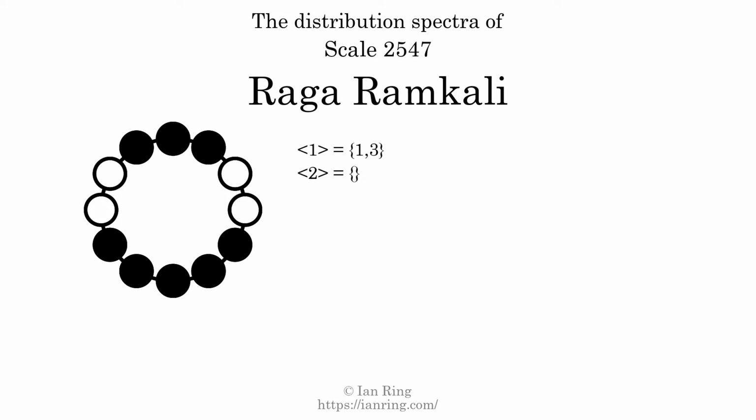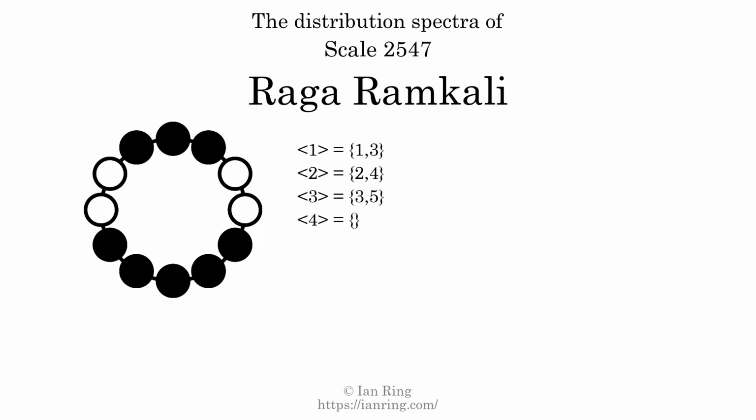The generic interval of 2 scale steps comes in two different specific interval sizes, 2 semitones and 4 semitones. The spectrum width of this generic interval is 2. The generic interval of 3 scale steps comes in two different specific interval sizes, 3 semitones and 5 semitones. The spectrum width of this generic interval is 2.